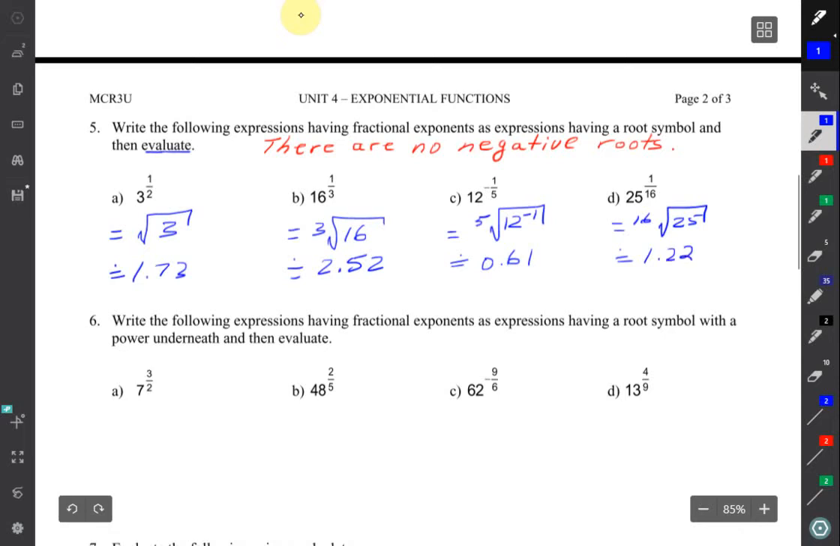Now this is rounded, but that means that 1.22 multiplied by itself 16 times should come out close to 25. And if we carried enough decimal places, then it would equal 25.